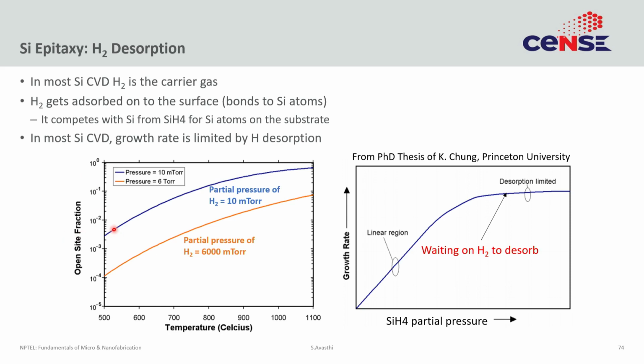And what these curves are telling you is the open site fraction as a function of temperature for different partial pressures. So at very high hydrogen partial pressure, you see that the open site fraction is much lower. Why? Because there is more hydrogen, so the hydrogen reacts with these silicon dangling bonds and passivates them, so there are no open sites. As you reduce this hydrogen partial pressure, the open sites increase, right? Because there is less hydrogen, so there is more concentration of these dangling bonds. And this higher concentration of dangling bonds or open sites then has an impact on the growth rate.